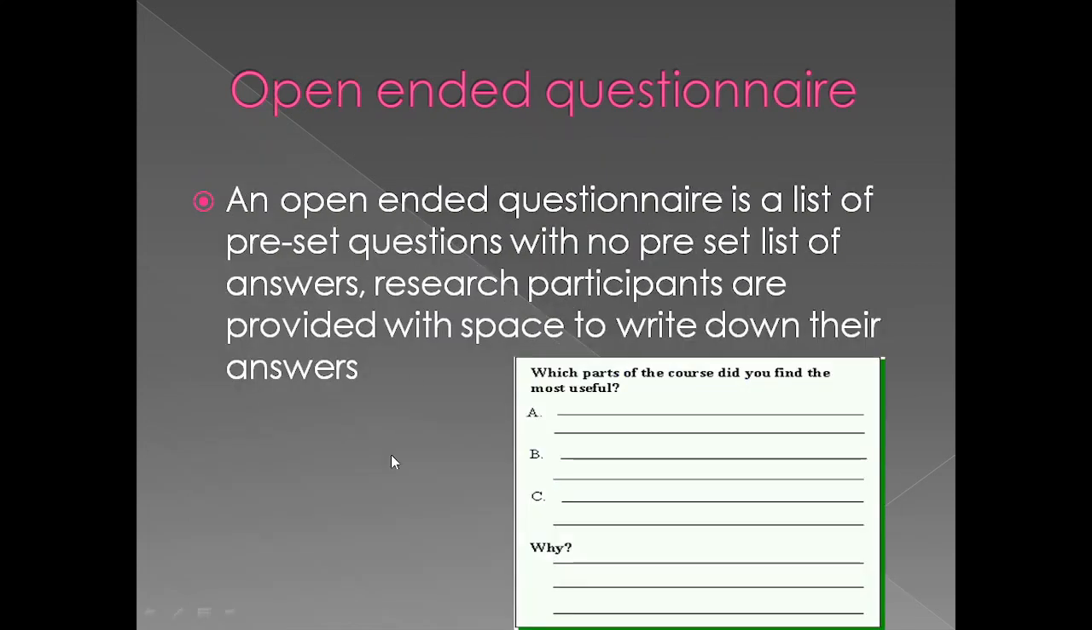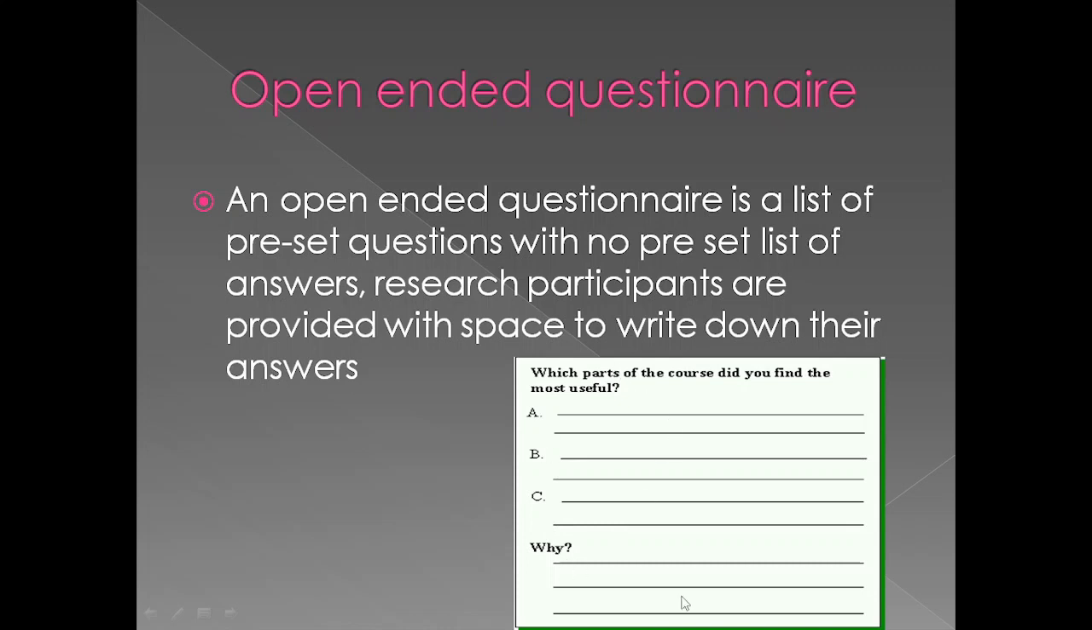The next one is open-ended questionnaires. Open-ended questionnaires come with a preset list of questions. So you have the questions, as you can see in the image below. Which parts of the course did you find the most useful? Why? But contrary to close-ended questionnaires, there is no preset list of answers. Instead, the researcher provides space for the respondents to fill it in their own words.